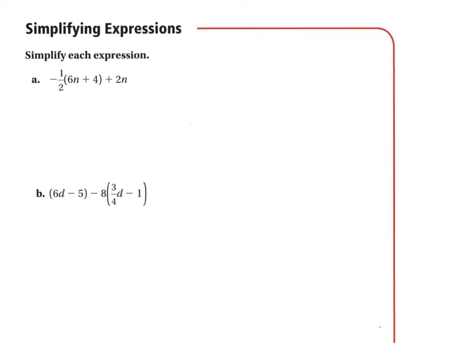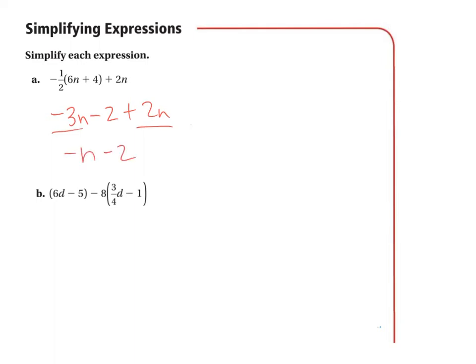Okay, now, pause the video and see if you can figure out what's different there. Hopefully you realized that this plus 2n is not part of the quantity, okay? So it is negative 1/2 times 6 and negative 1/2 times 4. It is not negative 1/2 times this. This is outside of the quantity. So very quickly we end up with a negative 3n minus 2 plus 2n. We combine our like terms and we end up with negative n minus 2.